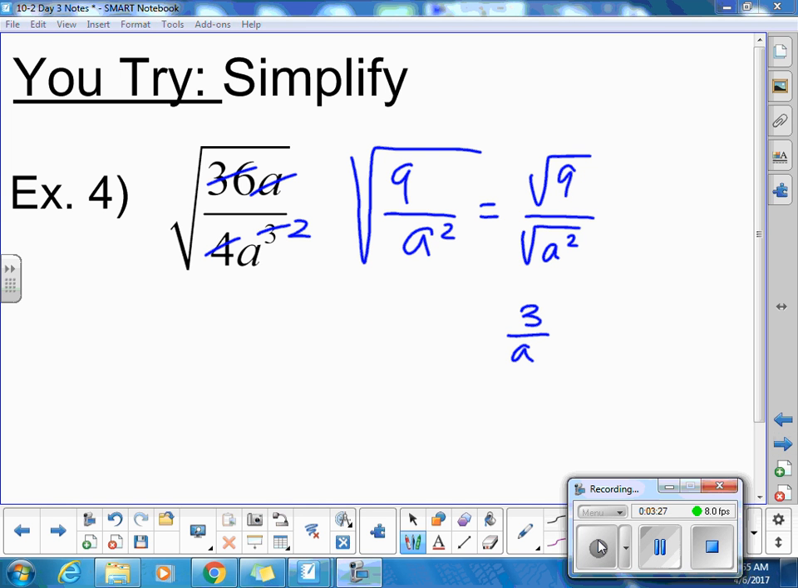And hopefully you realize 36 is divisible by 4, and you get 9. The bigger number is in the numerator, so it ends up in the numerator. My a cancels out the numerator with one of the denominators, so I get 9 over a squared. And I break my radical apart, and then I simplify, and you should get 3 over a.